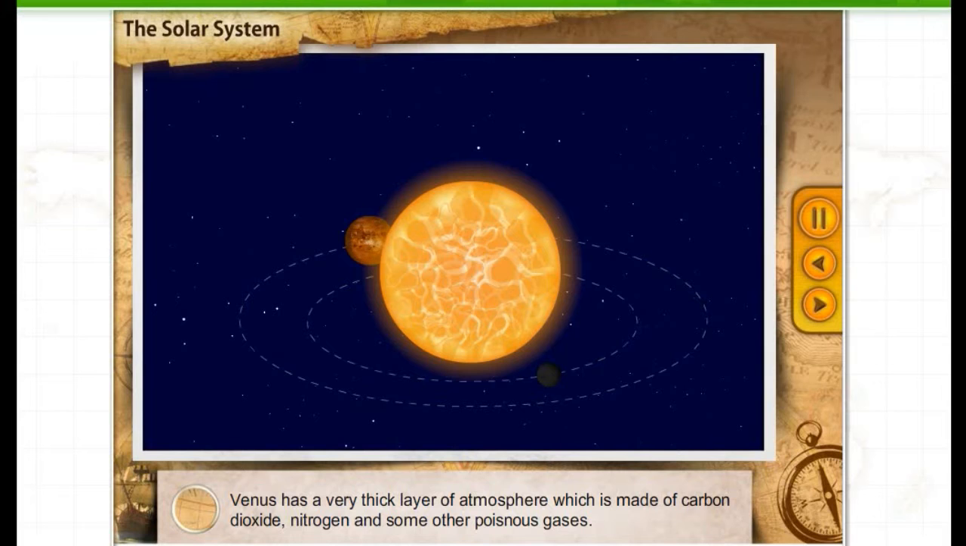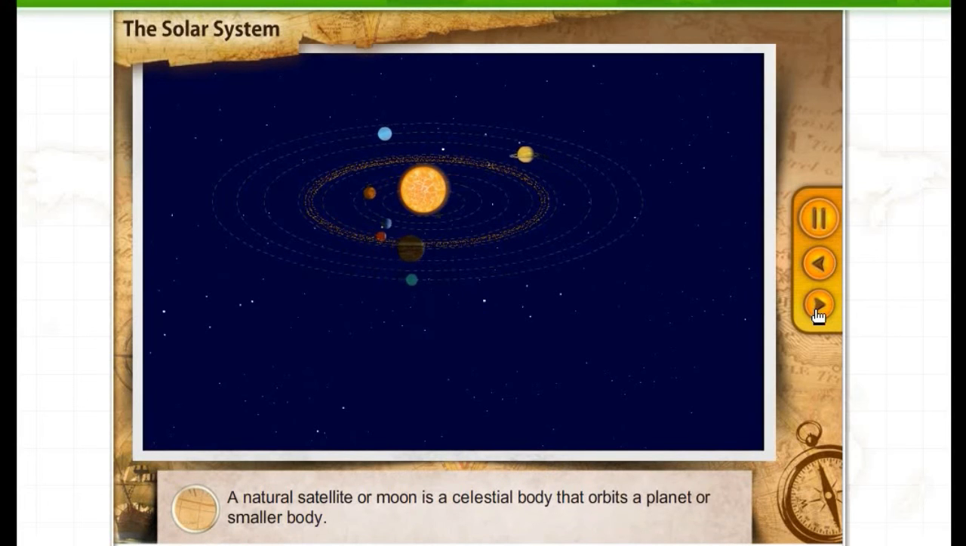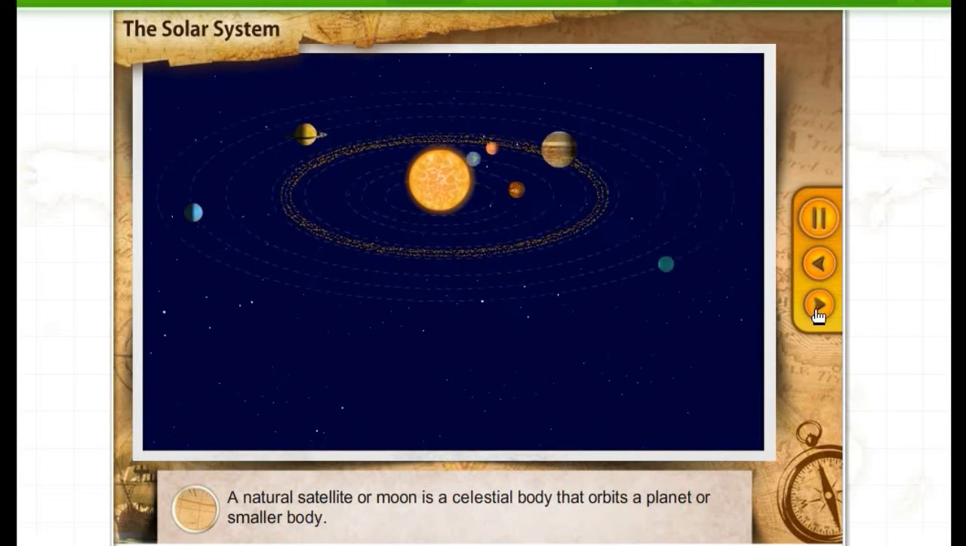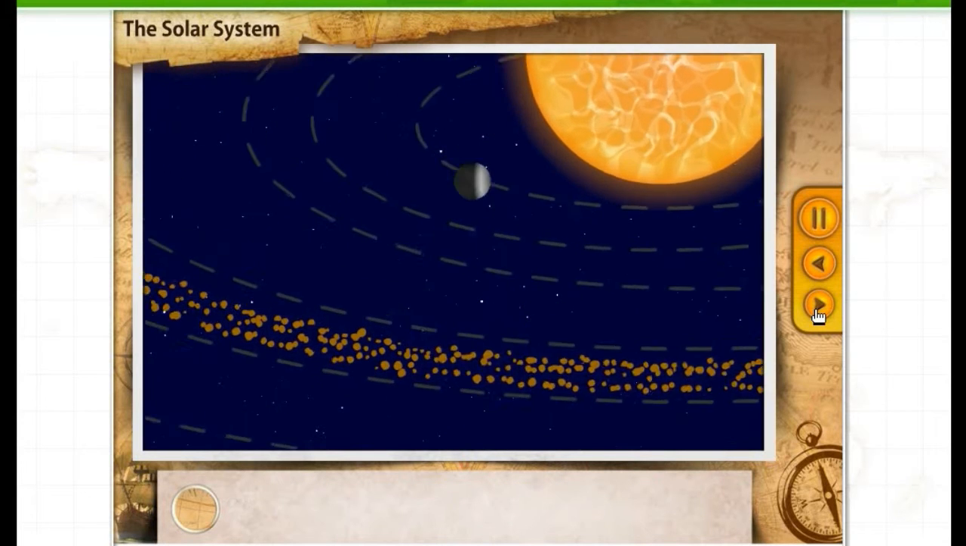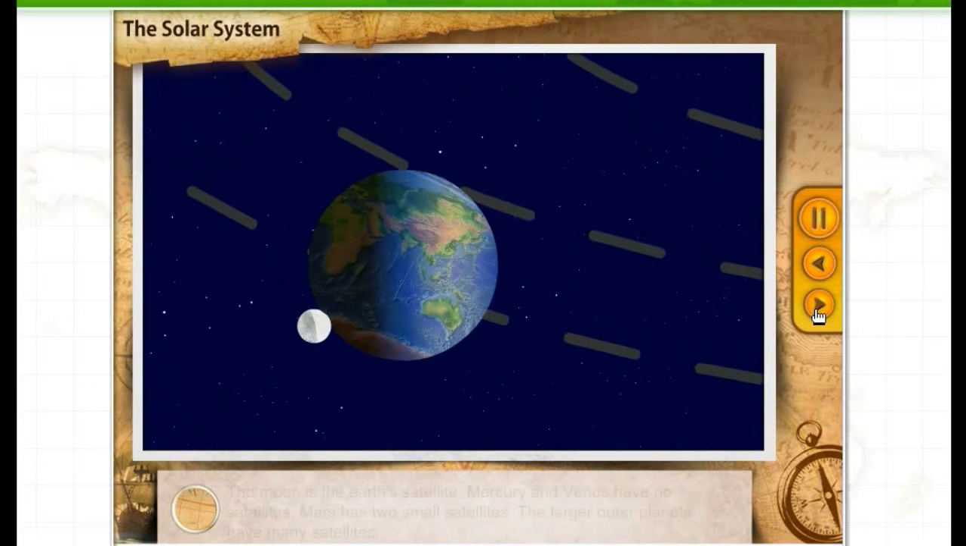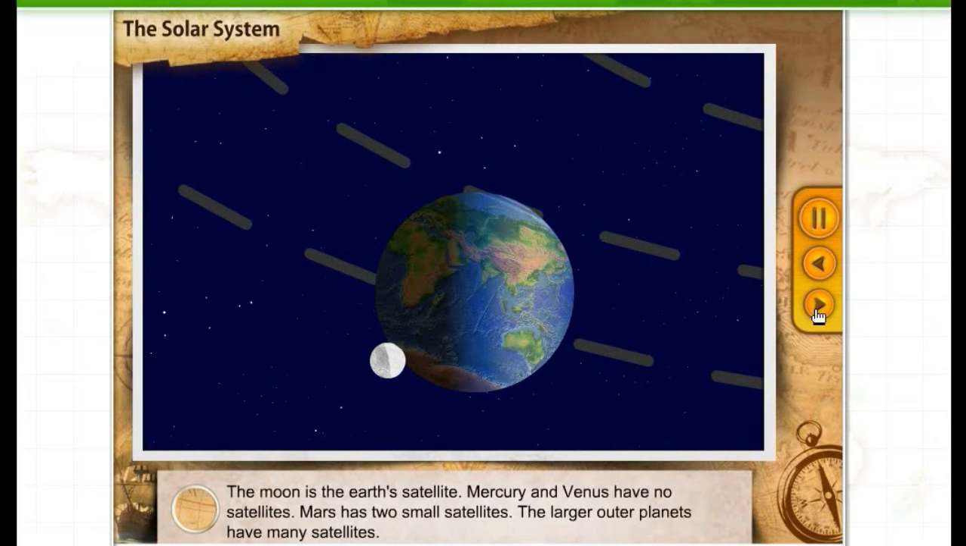Venus has a very thick layer of atmosphere, which is made of carbon dioxide, nitrogen, and some other poisonous gases. This layer of atmosphere maintains a high pressure on the planet and traps the Sun's heat. A natural satellite, or moon, is a celestial body that orbits a planet or smaller body. The moon is the Earth's satellite.